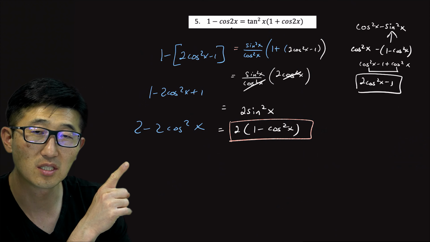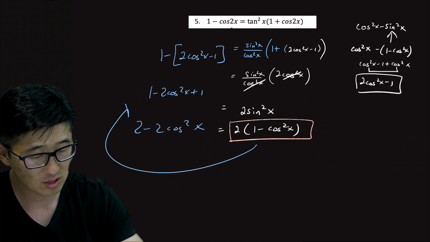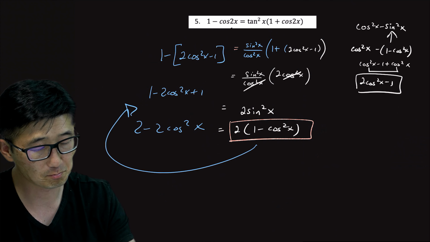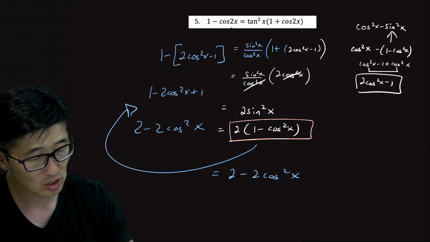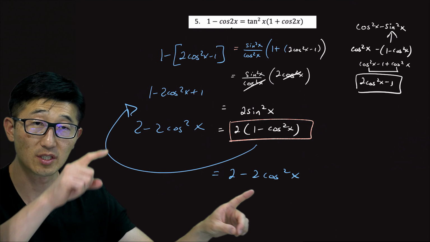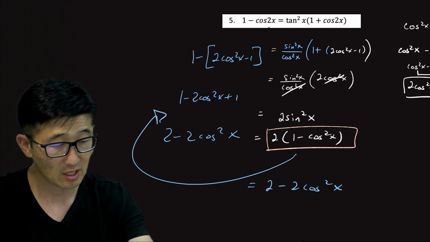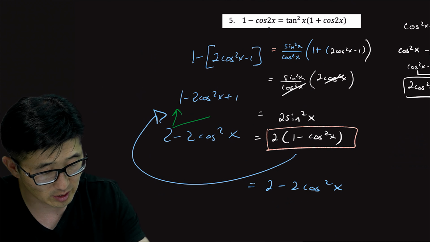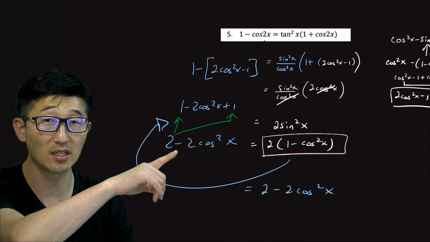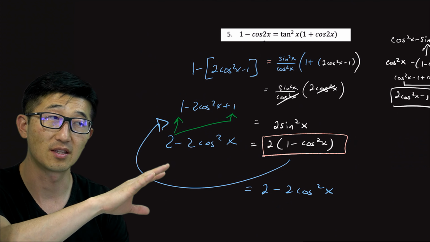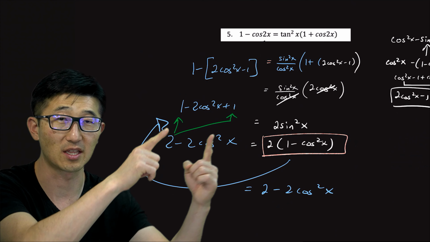But the thing is, you can't go from here back to here without using the... watch, this is 2 minus 2 cosine squared x. So how do we go from here back to this one? Do you see what happened from here to here? You would have to take this 2 and split it into 1 and 1. So yes, it does work, but this method is a little bit more advanced. But how would you know to take 2 and split it like this, right?